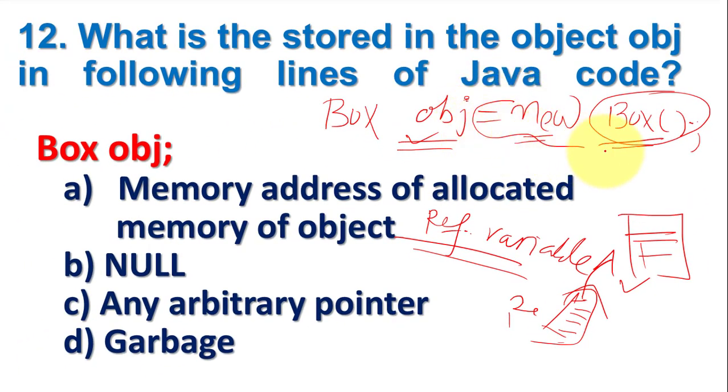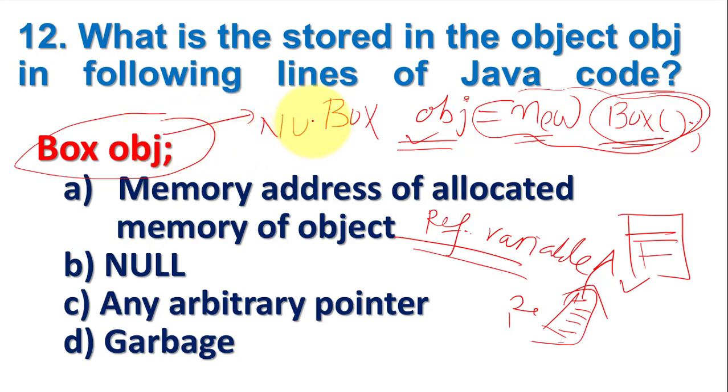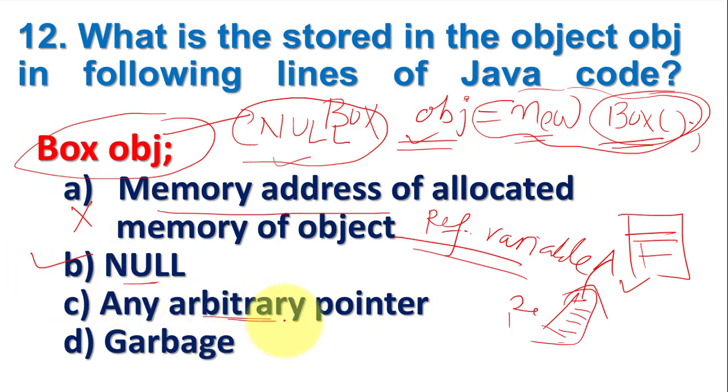Let's say you don't write this. Suppose like it is given here, box obj only. When you write only box obj, no object is created, no memory is allocated. So currently your obj points to null. It is not pointing anywhere. So by default, if you are not writing new box, it will point to null. Here a is of course a memory address. It's not possible, nothing is allocated, so wrong. Null is the right answer here. Arbitrary pointer is not possible in Java. Garbage is also not possible in Java, so null would be the right answer.